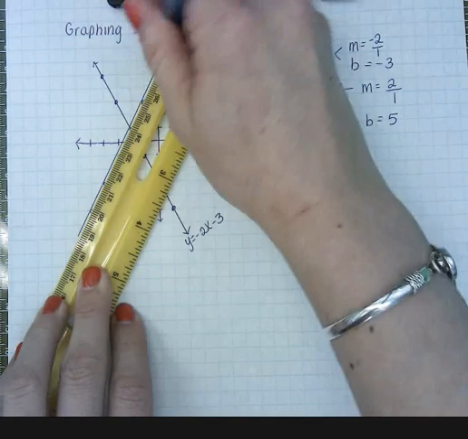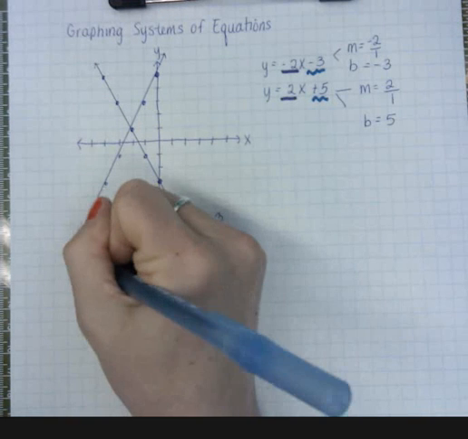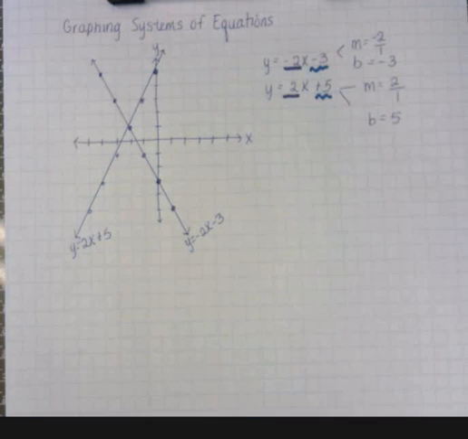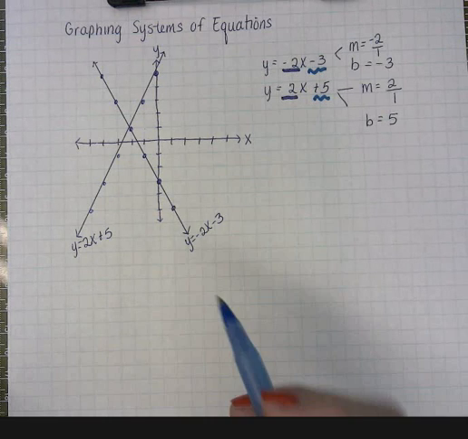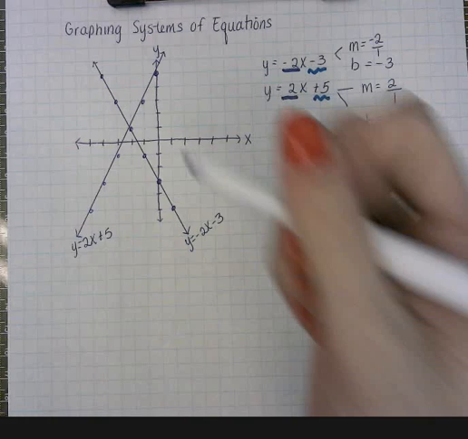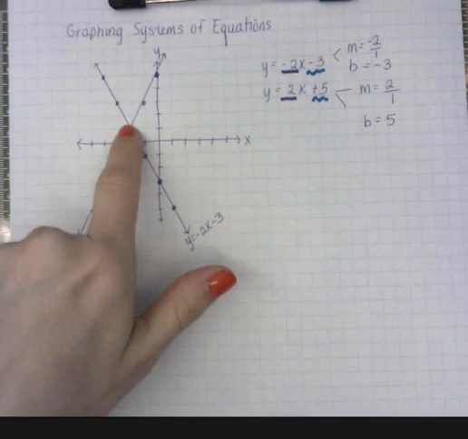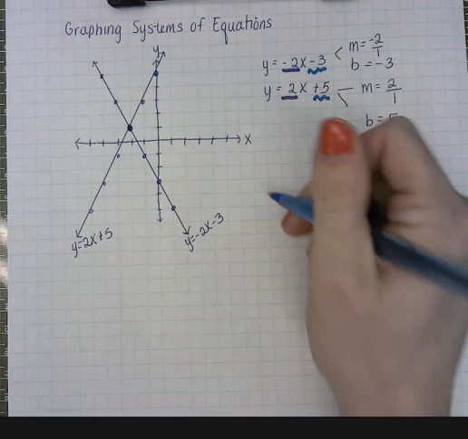Now we're not done yet, because when we are graphing a system of equations, the goal is to see what point these two equations meet at. So in this example, you can see that both of the equations meet at this point right here, which is the point -2, 1. So because these lines cross at one point, we say that this system of equations has one solution, and it's at the point -2, 1.